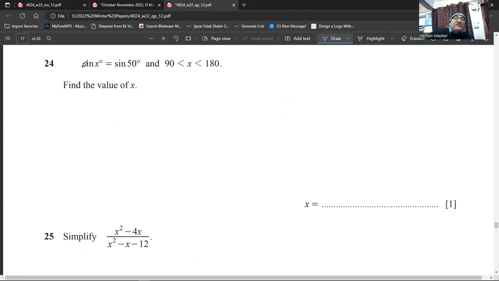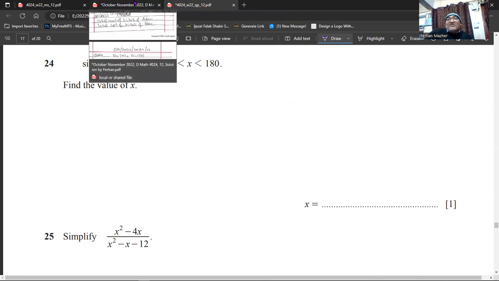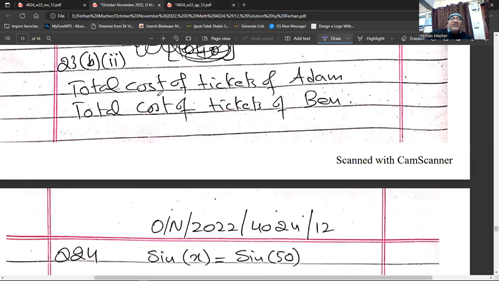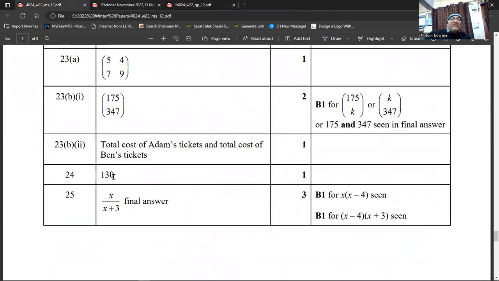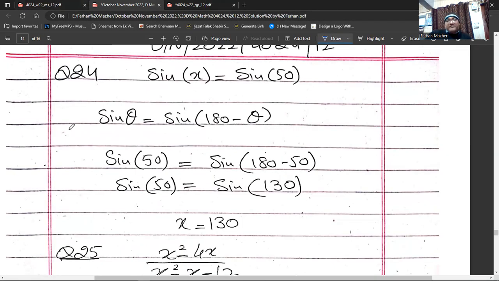You remember that famous formula: sine theta is equal to sine of 180 minus theta. So whatever is the value of sine 50, if you take this angle's supplement, it will also have the same value. That will be 180 minus 50, which is 130. So the value of x is 130.